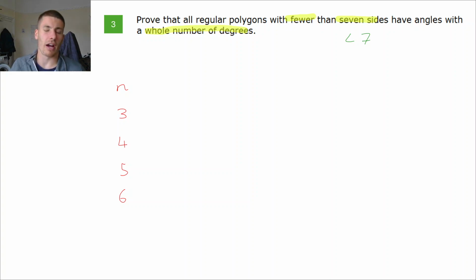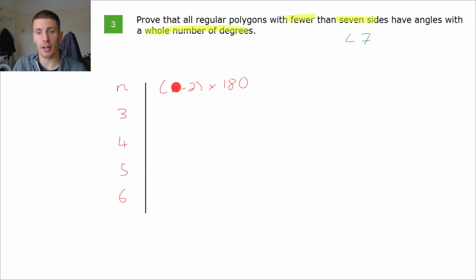Let's go through this. Let's make a bit of a table here. To find the sum of the interior angles in a polygon, the formula back from GCSE is n take away 2, times by 180. Because remember, this n take away 2 tells you how many triangles you can get in a polygon, and then you times by the degrees in each triangle.